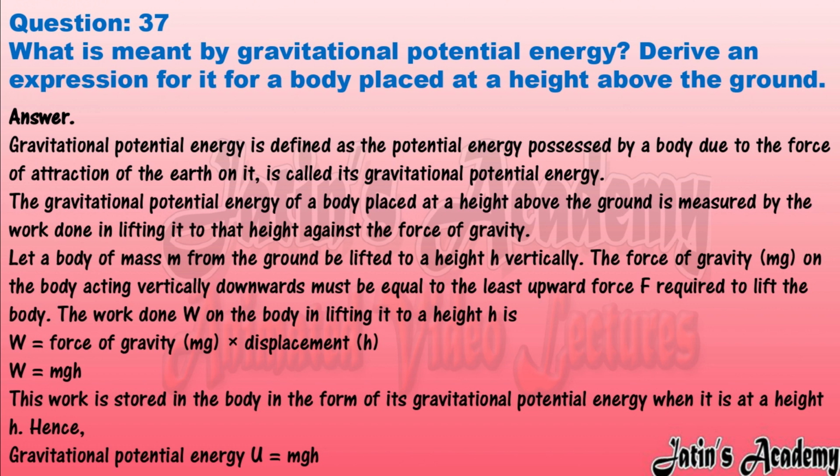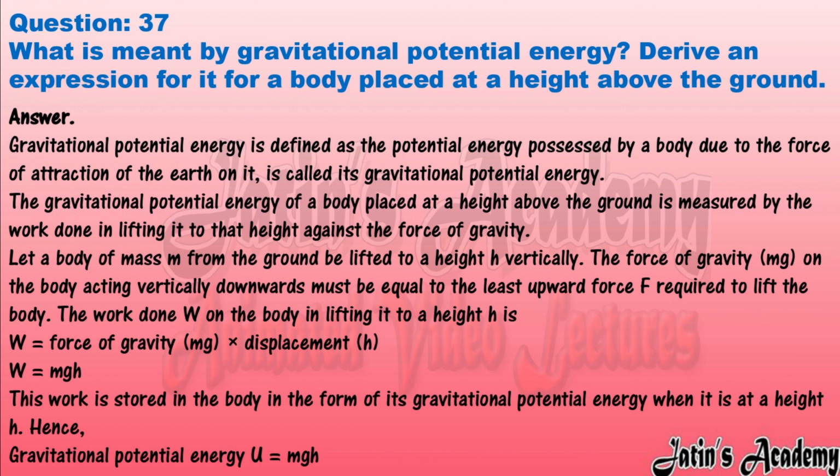Derive an expression for it for a body placed at a height above the ground. Answer. Gravitational potential energy is defined as the potential energy possessed by a body due to the force of attraction of the Earth on it. The gravitational potential energy of a body placed at a height above the ground is measured by the work done in lifting it to that height against the force of gravity.